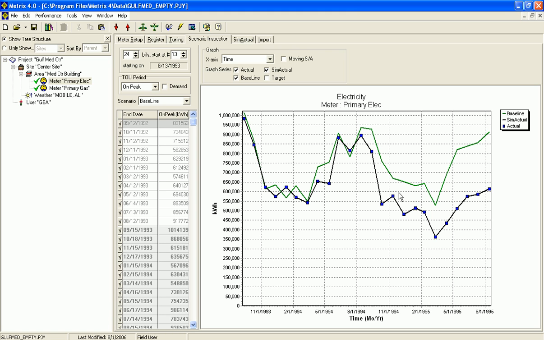In this tutorial, we found a relationship between energy usage and weather within our primary gas meter. We then took this relationship and manually tuned our primary gas meter. We then auto-tuned our primary gas and our primary electric meters. Finally, we did a scenario inspection on our primary electric meter to see how our actual energy usage compares with our baseline.